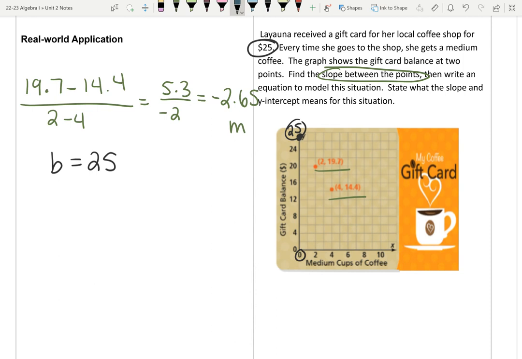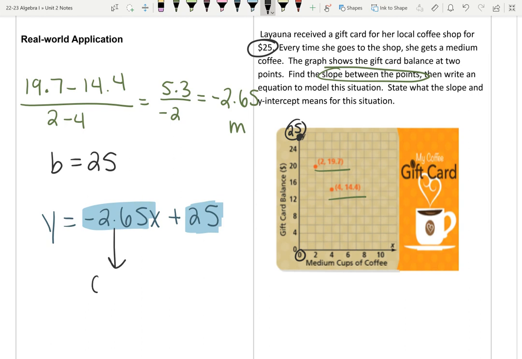So to put this into an equation, I would have y equals -2.65x plus 25. Now, we need to be able to tell what each of these things means. So the -2.65, that's going to be the cost per cup of coffee. And then the 25 is going to be my starting amount on the gift card.